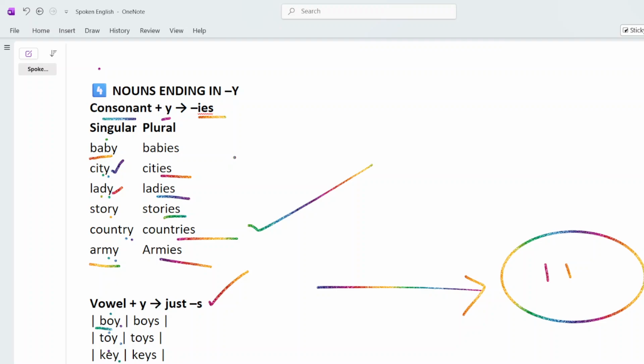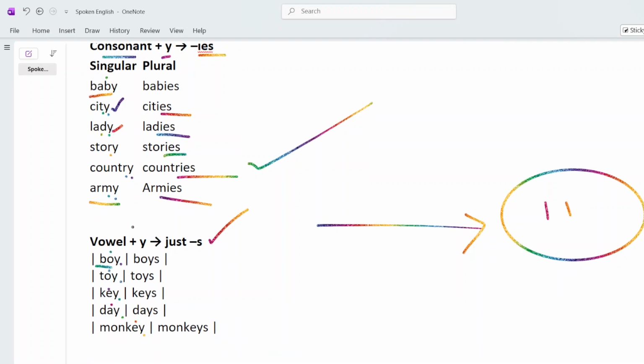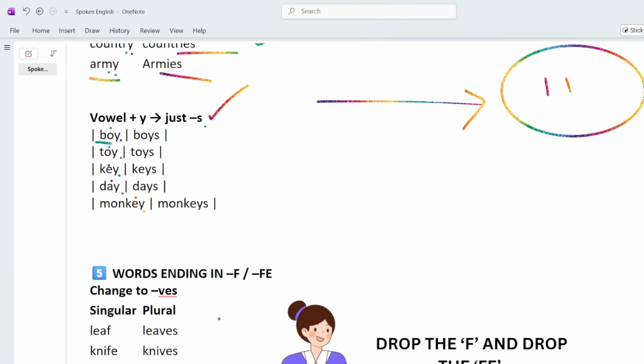Now, again, to give you a mini revision, whenever you see nouns ending in Y, where there is a consonant plus a Y, you just have to delete that Y and substitute it with IES. However, if there is a vowel plus Y, then you just have to add an S to it in order to make it a plural form of a word.